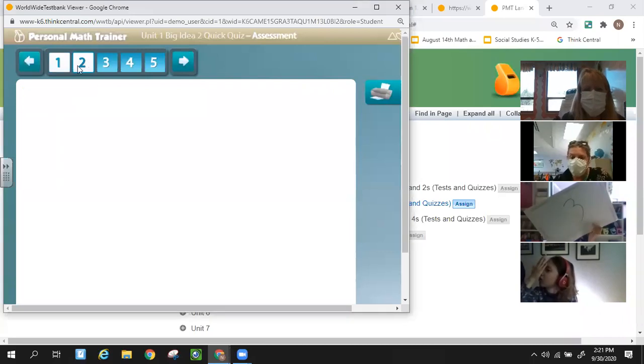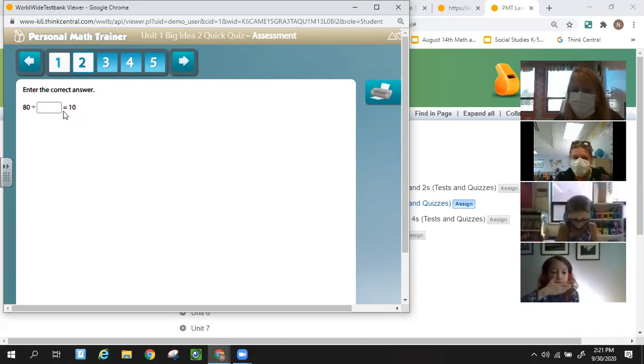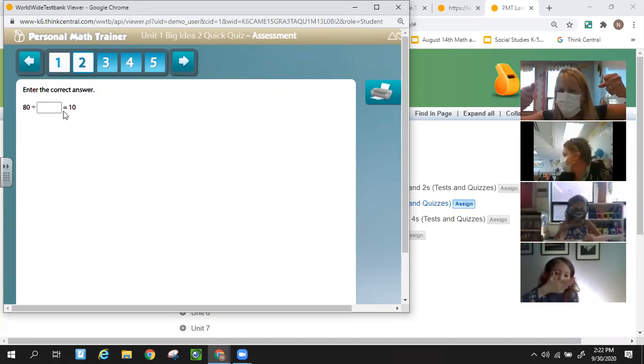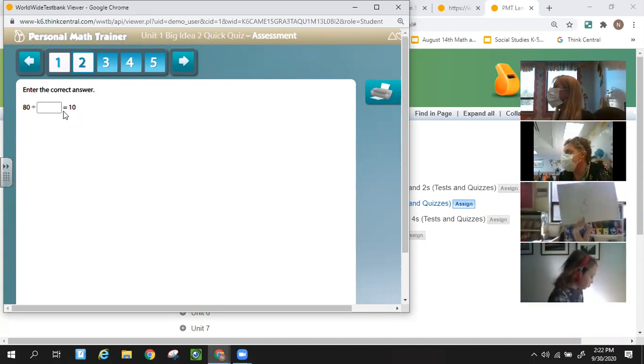Okay, the next one. Same thing, just with a different number. 80 divided by what equals 10? Use the inverse operation. 10 times what equals 80? Hold up your boards at home. I see you. Josh has got it. Elena, thank you. Good job. Henrik, thank you. Cooper, looking good at home.